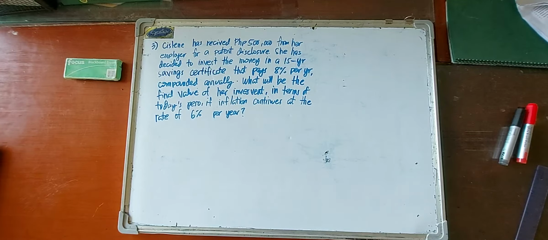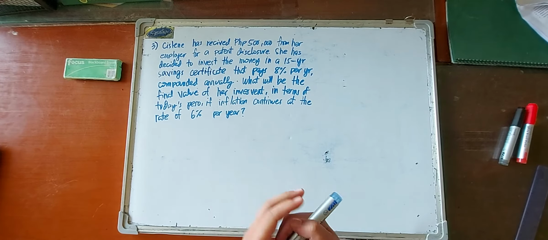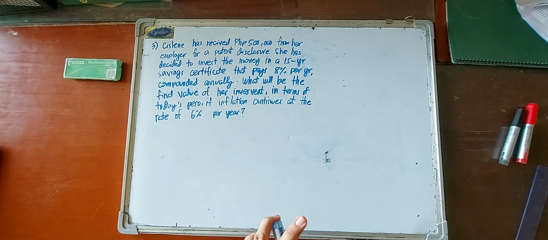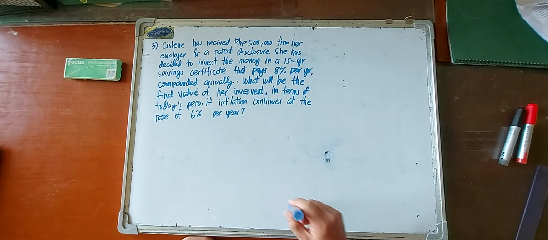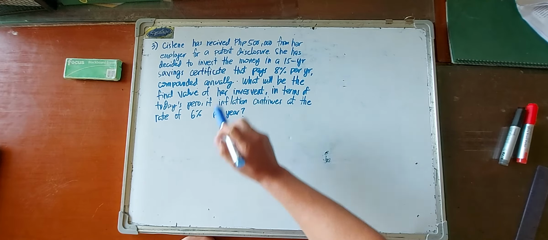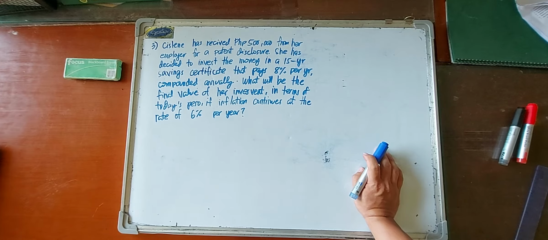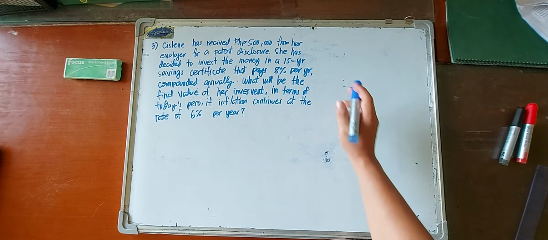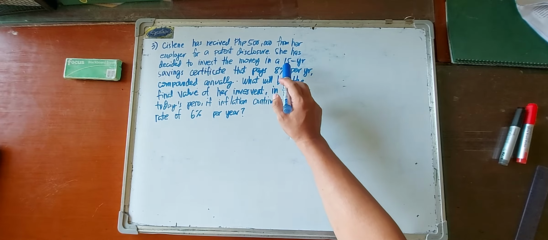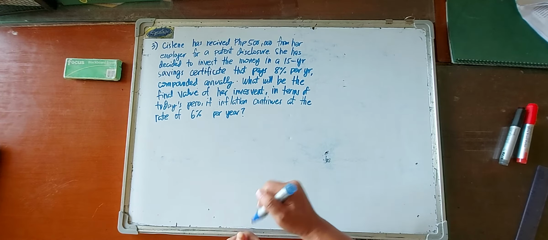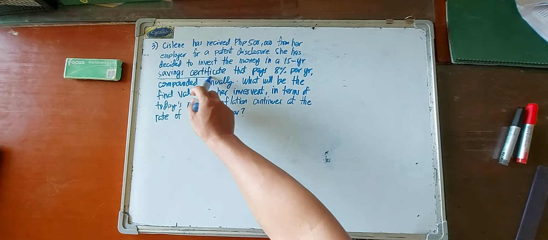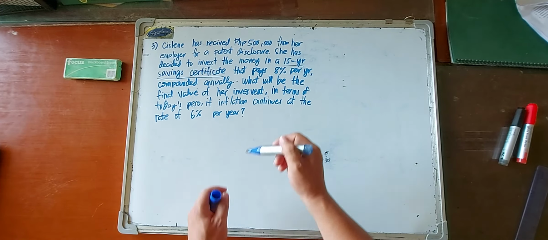of 6% per year? Okay, so si Cislin naka-discover o naka-invent ng something very useful siguro. And then present niya sa company, binigyan siya ng 500,000 para sa patent. Okay, and then she decided to invest the money in a 15-year savings certificate. Ano tong 15-year savings certificate?